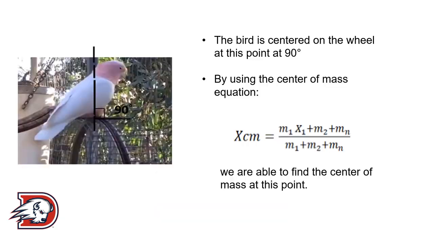The bird is centered on the wheel at this point when its feet and body are aligned over the wheel at the top. Notice that the angle of his feet centered on the wheel is 90 degrees. By using the center of mass equation, we are able to find the center of mass at this point.